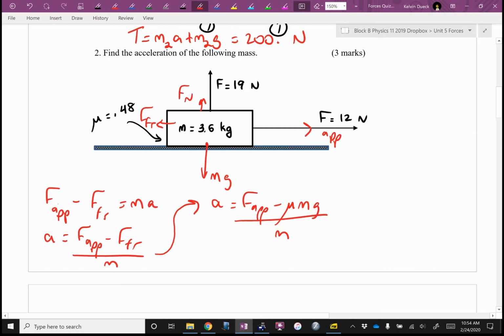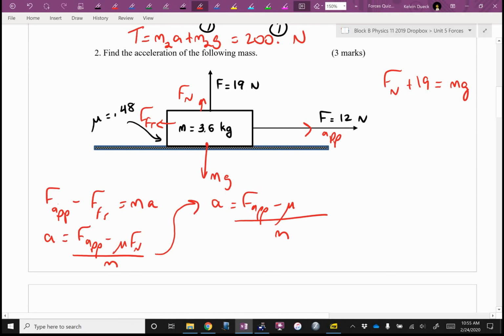What's the mistake? The normal force is not mg in this case. You might have put mu times the normal force in on this line, but because there's an extra vertical force, I've got to calculate the normal force. So are we sinking into the ground like quicksand? Are we flying into the air like Superman? What that really means is everything up, which is the normal force plus 19, has to equal everything down, which is mg.